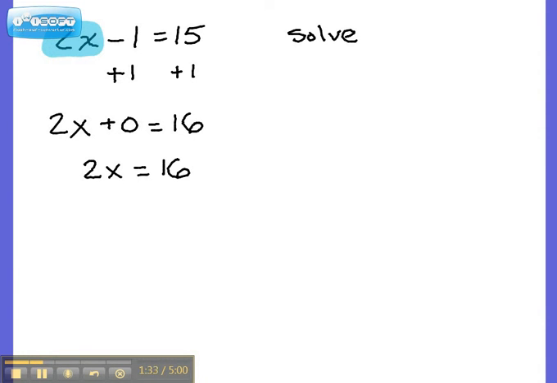So now we want to try to get just the x all by itself. Now that we've gotten the term with the variable by itself, now I want to get just the variable by itself. And this is telling me that we have 2 times x. So we're multiplying x by 2, so we need to do the opposite operation. We got to get rid of this 2. So to get rid of this 2, we're going to divide both sides of the equation by 2.